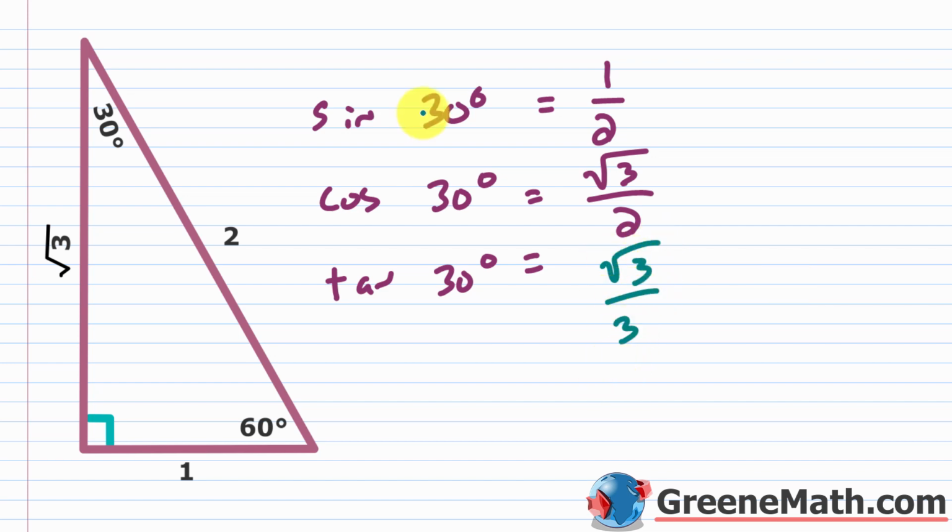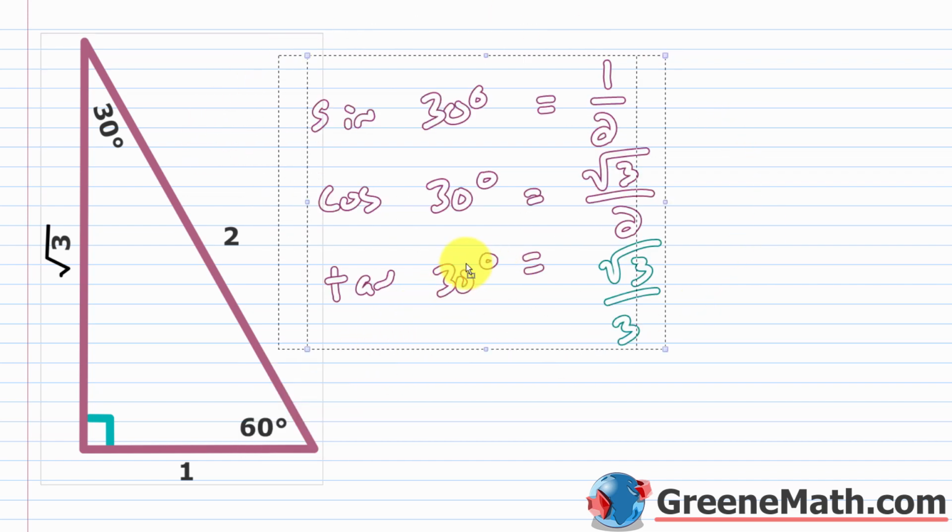Now, you could find your reciprocal functions if you wanted to. So you could take the reciprocal of this to get your cosecant of 30 degrees. You could take the reciprocal of this to get your secant of 30 degrees. And you could take the reciprocal of this to get your cotangent of 30 degrees. I'm not going to waste time doing that. I'm going to give you a table where everything's presented. I'm just showing you where this stuff is coming from.